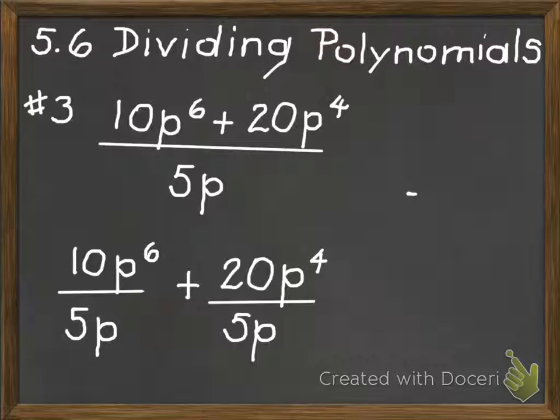Now, since the monomial is in the denominator position, it is the common denominator for both the terms in the numerator. So it's a common denominator between 10p to the power of 6 and 20p to the power of 4. We can give each of those terms on the top a separate denominator. We can rewrite it as 10p to the power of 6 over 5p plus 20 times p to the power of 4 over 5p.